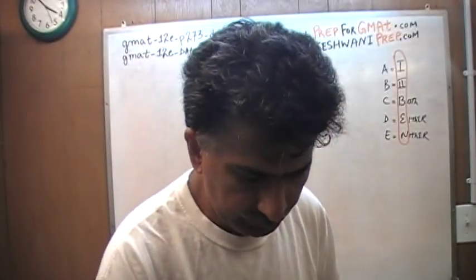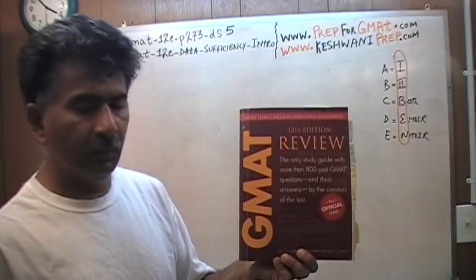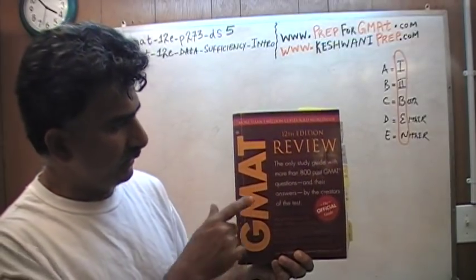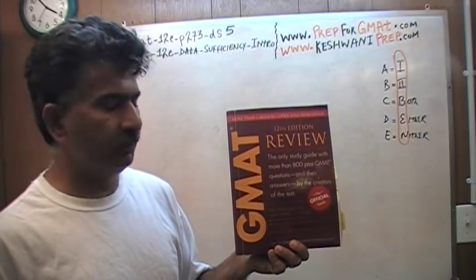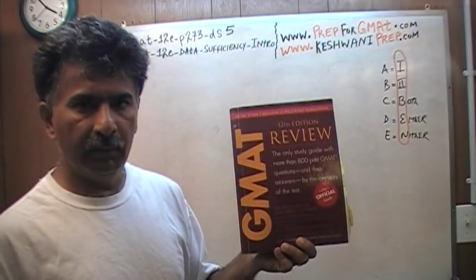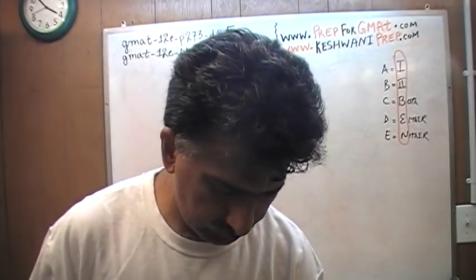I have been solving math problems, data sufficiency problems to be precise, for GMAT out of this book here, GMAT Review, the 12th edition. Official Guide is what it is called, 12th edition. If you do not own this book already, purchase one immediately. You have to have the book in front of you in order to follow my work.